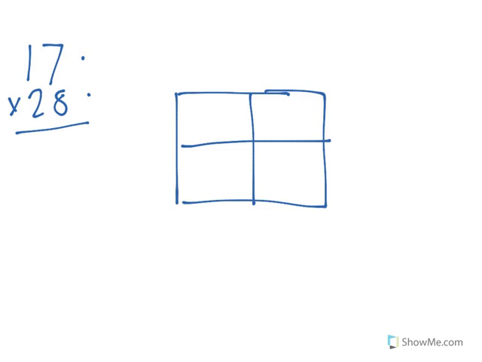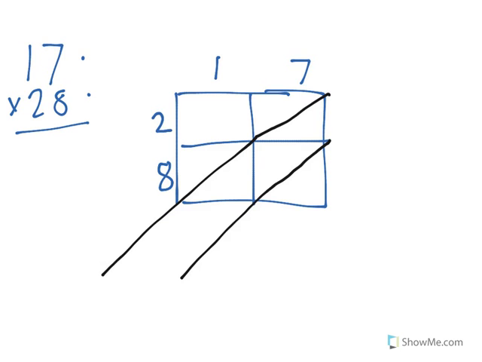I would then lay my factors across the top, so I would put 1 and 7. So what numbers would I put on the side? That's correct, 2, and 8 to represent my other factor of 28. The next step is to divide your boxes from corner to corner, exactly. Okay, corner to corner to corner, and then corner to corner.